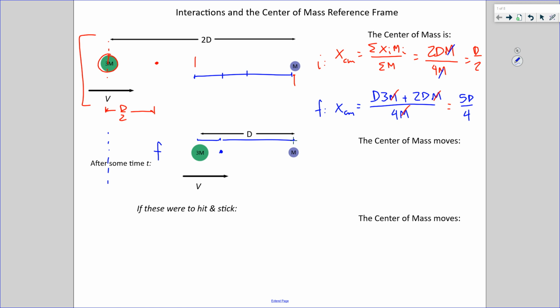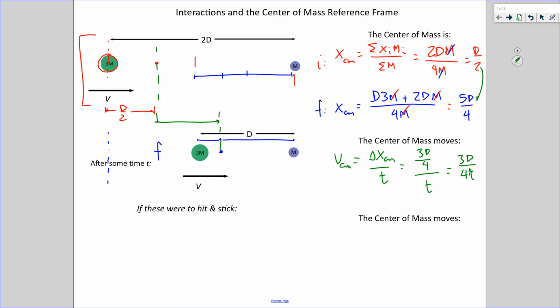Makes sense. Now, this center of mass has moved from here to here, right? From here to here in some amount of time t. So we can talk about the velocity of the center of mass. And that's the change in position of center of mass divided by some amount of time. Well, we went from half d to 5/4 d, so that's a half and a quarter it's moved. So that's 3/4 d, 3d over 4 in time t. Or we could call that, if we want, 3d over 4t. Okay?